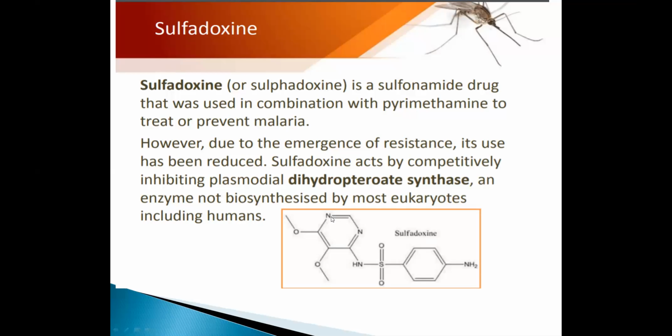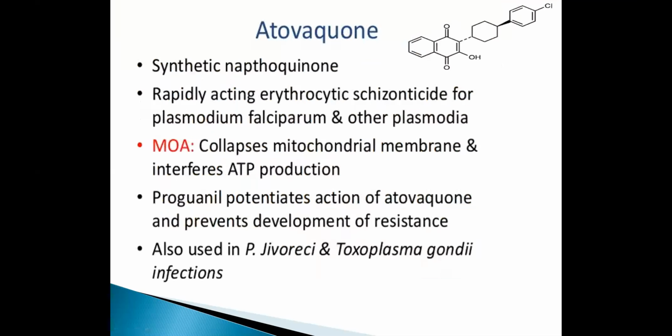They are given in combination with pyrimethamine to treat and prevent malaria because they act on both enzymes. Sulfadoxine acts on dihydropteroate synthetase, whereas pyrimethamine, as I showed earlier, acts on the dihydrofolate reductase enzyme. So both enzymes are inhibited. This will block your DNA synthesis, leading to inhibition of protein synthesis and thus causing the death of the malarial parasite.